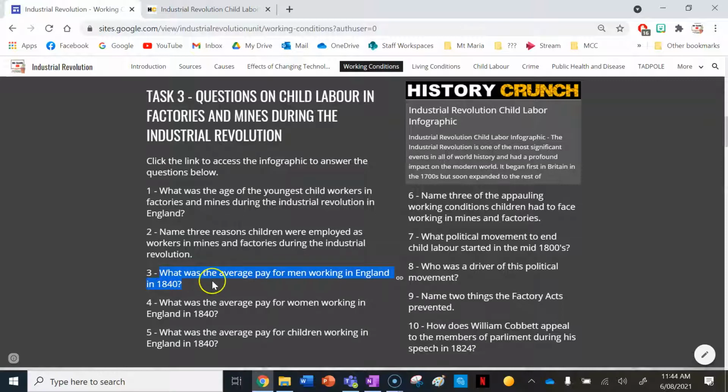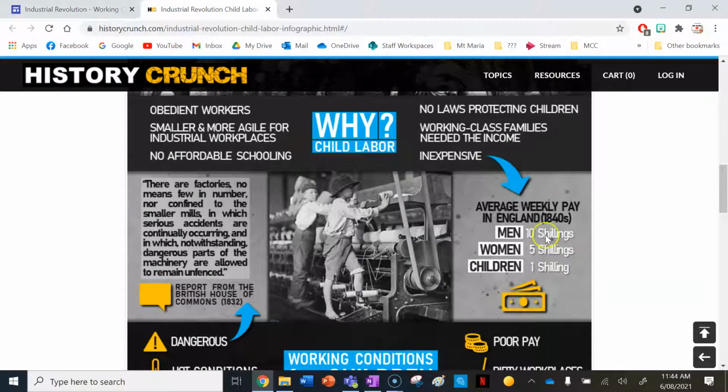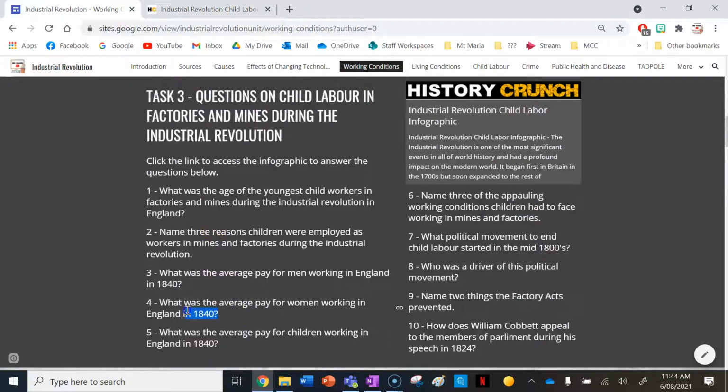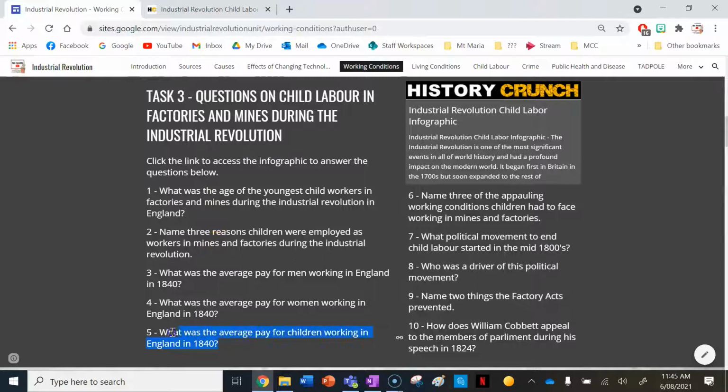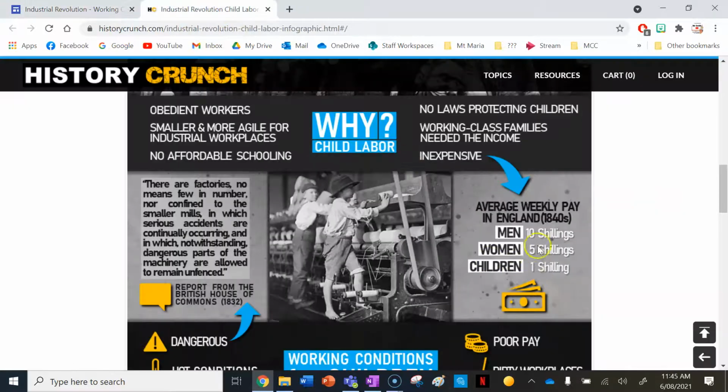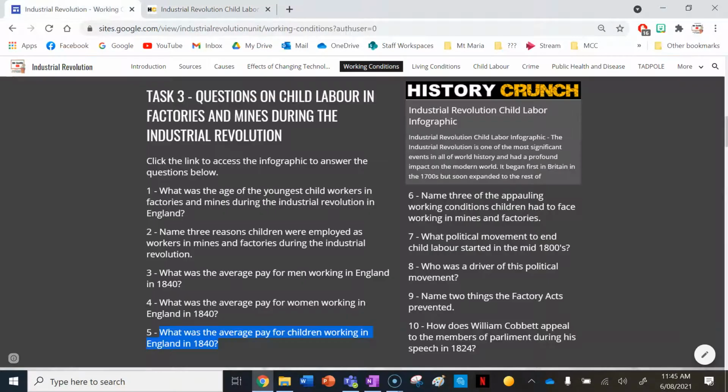Number 3, what was the average pay for men working in England in 1840? Here we've got 10 shillings, we can see that information here. Number 4, what was the average pay for women during 1840 in England? It was 5 shillings. And then children was 1 shilling. So you could pay them 10 times less than what you could a fully grown man. So they were much cheaper to employ.